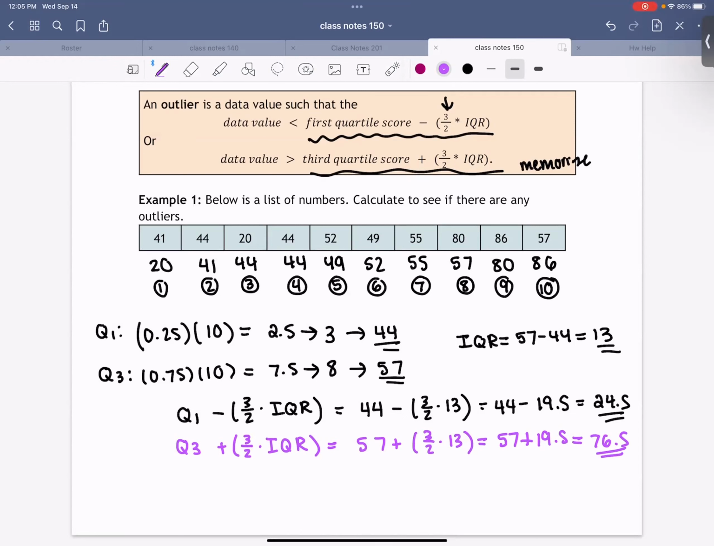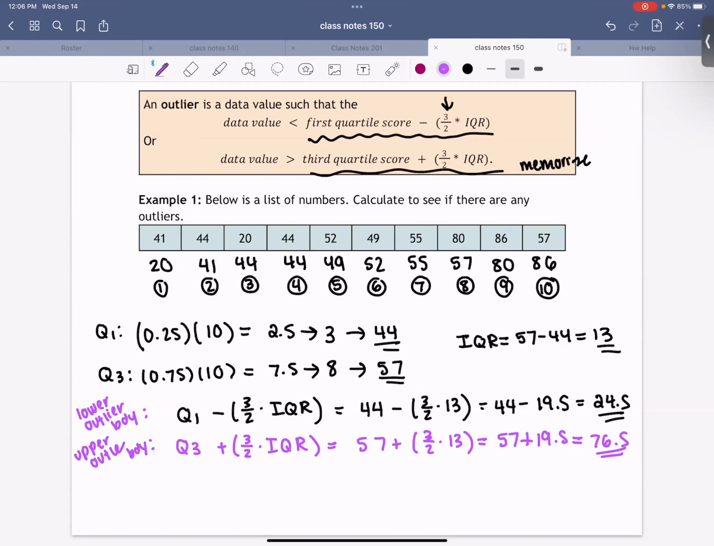Now, let me explain another term we use for this. What we just calculated was the lower outlier boundary and the upper outlier boundary. Let's talk about what these numbers actually mean. 24.5 represents the lowest value that determines if something's an outlier. So anything below 24.5 is an outlier. Anything above 76.5 is an outlier.